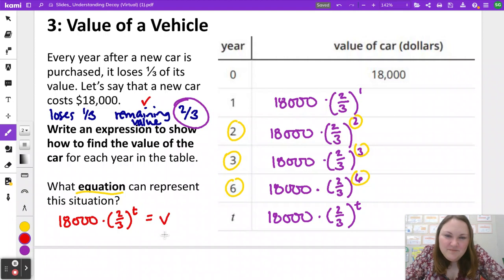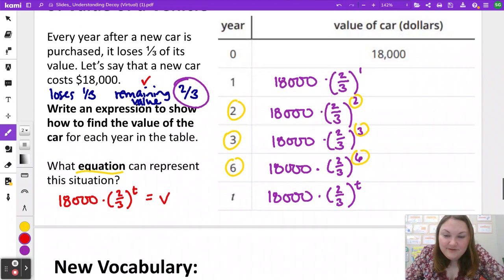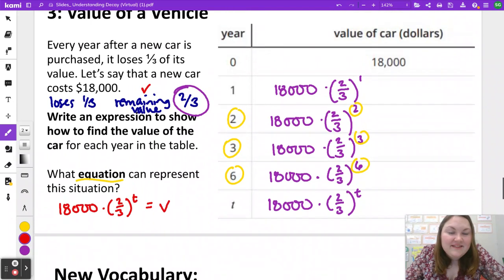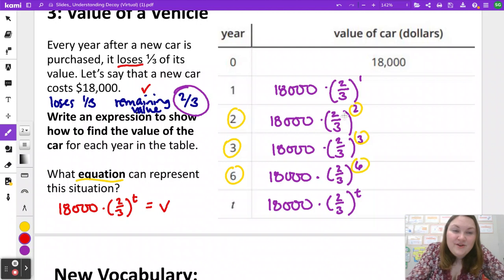Looking at this table here, this is how we had started lesson 2 off when we were talking about exponential growth. This is still an exponential relationship because I've got that variable as my exponent. The value of the car is just doing something different than what we saw with exponential growth. When we look at this problem here, the value of the car, we know it's losing value. So here, that exponential part, the part we're multiplying, isn't making the value increase, it's making it decrease.